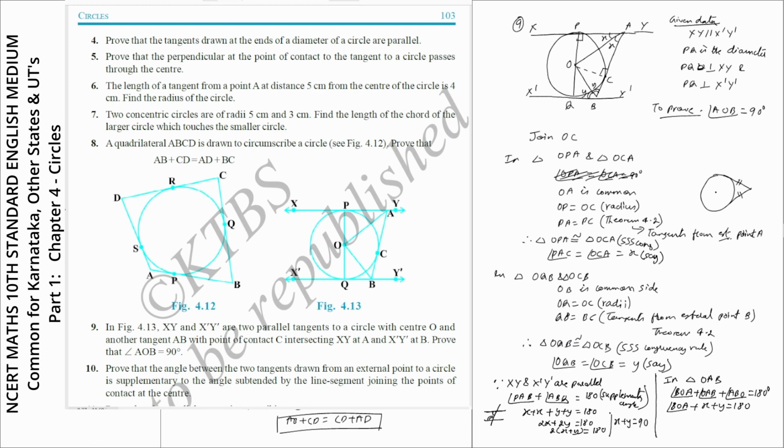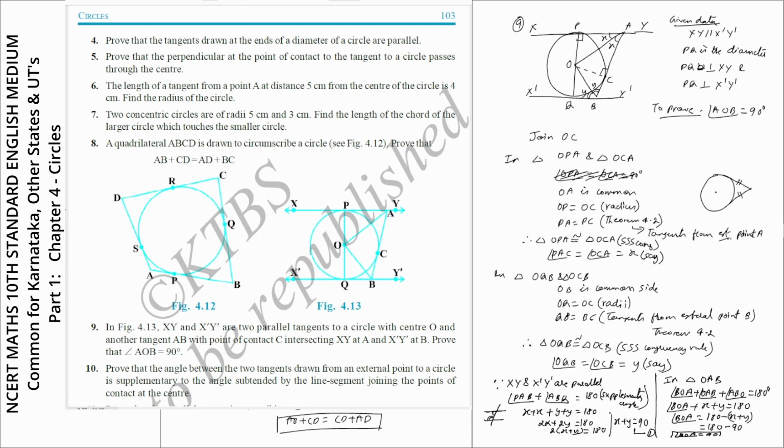Now BOA is equal to 180 minus (x plus y). I'll bring this x plus y to the right hand side. So x plus y is 90 degrees, from equation 1, I'll mark this as 1 here. So angle BOA is equal to 180 minus 90, which is 90 degrees. So angle BOA is equal to 90 degrees.